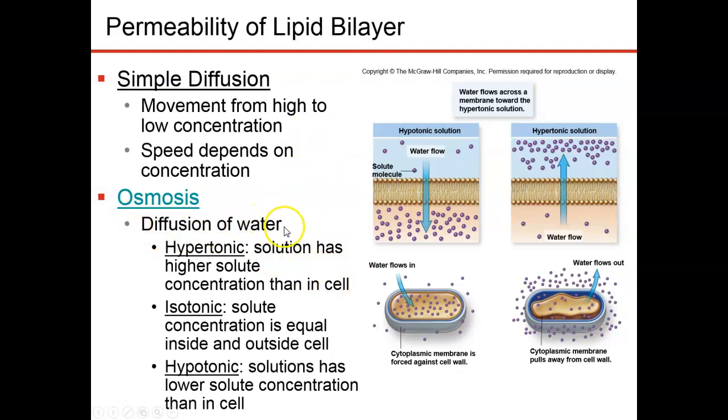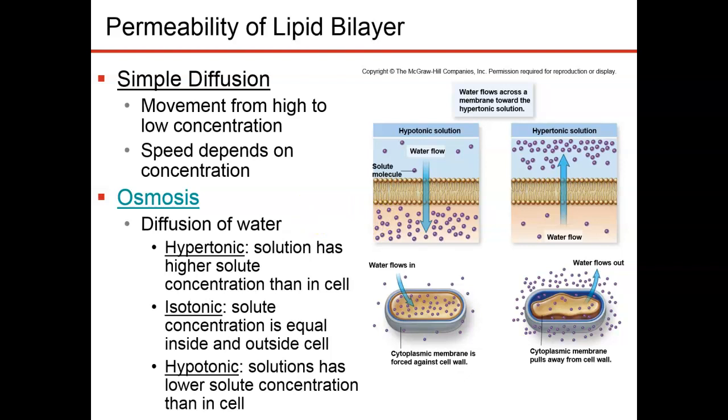Osmosis is a form of diffusion. So osmosis is diffusion of water from a higher to lower concentration down a concentration gradient. But now we're moving water instead of the solute. So solute stays, water moves from higher to lower concentration. So now we're looking at concentration of water to solute ratio.